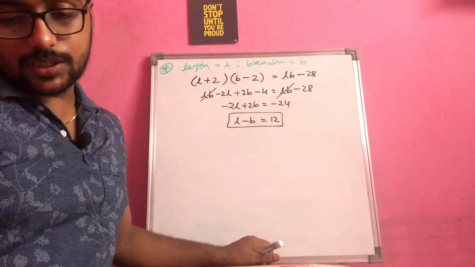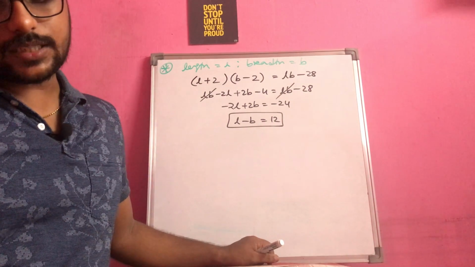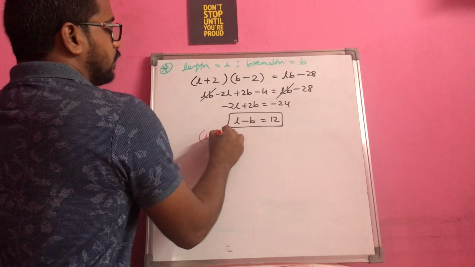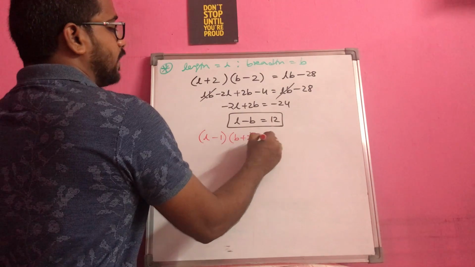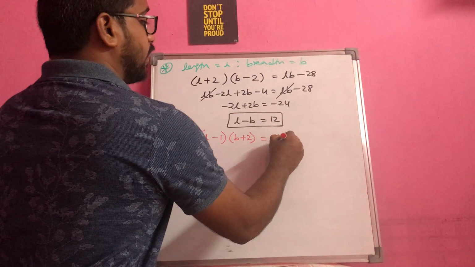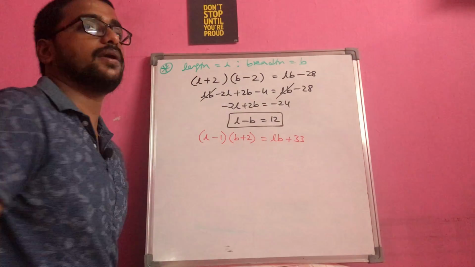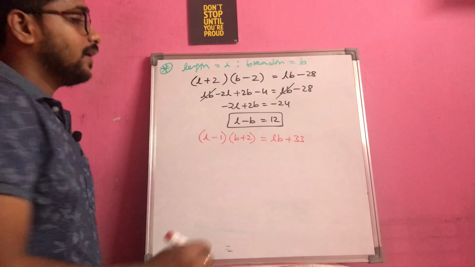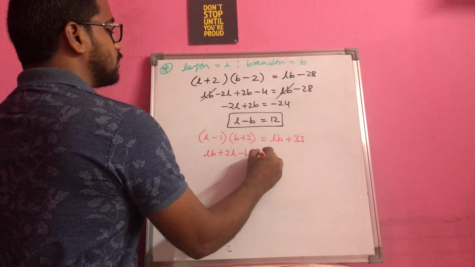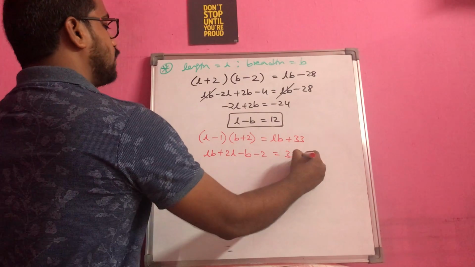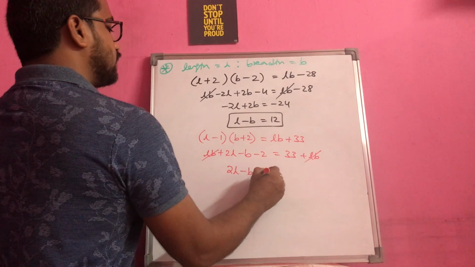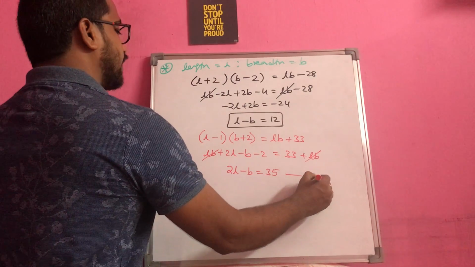See the second condition. However, if length is reduced by 1 unit, breadth increased by 2 units. Length reduced by 1 unit, breadth increased by 2 units, then area increases by 33. Area is LB plus 33 because they said it is an increase. So simplify this one: LB plus 2L minus B minus 2 is equal to 33 plus LB. LB will get cancelled. 2L minus B is equal to 35. This is the second condition.